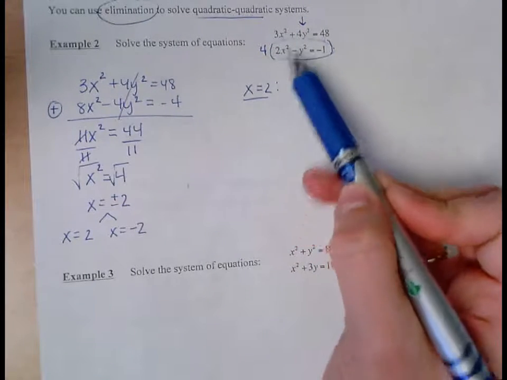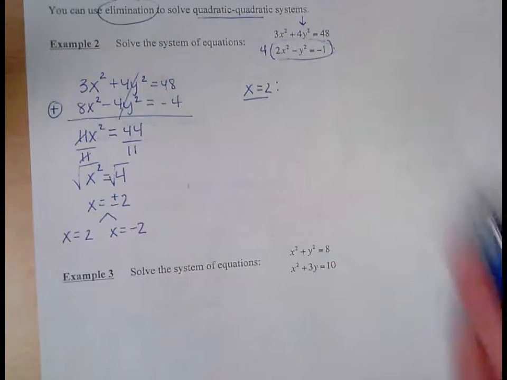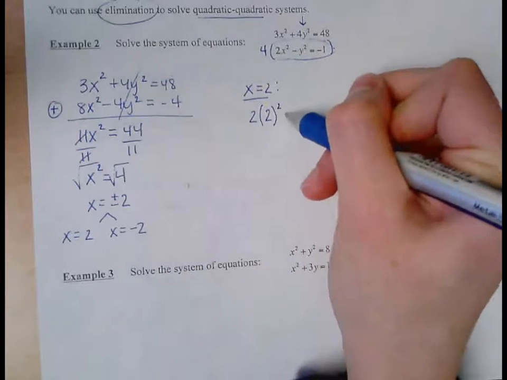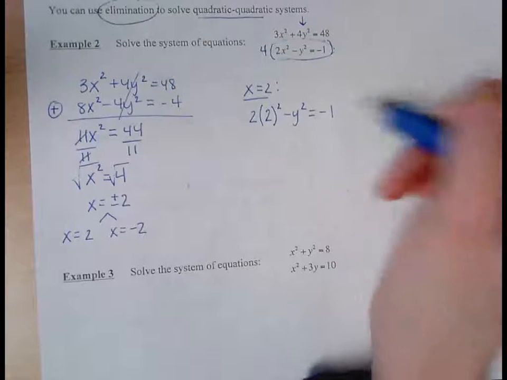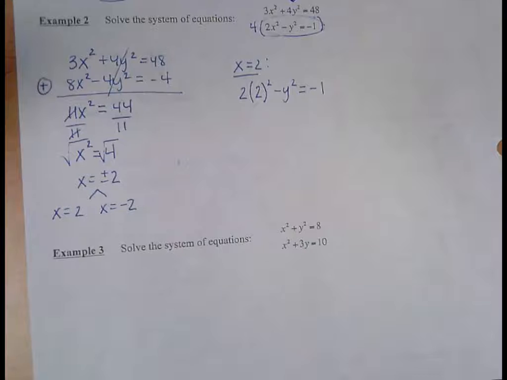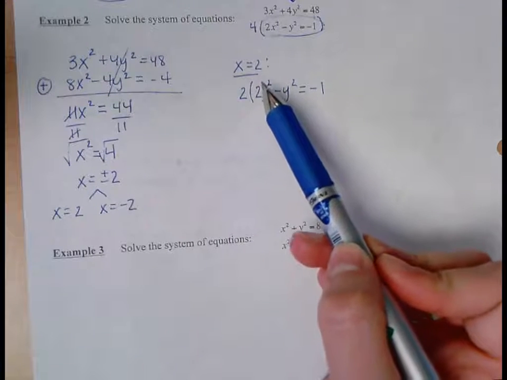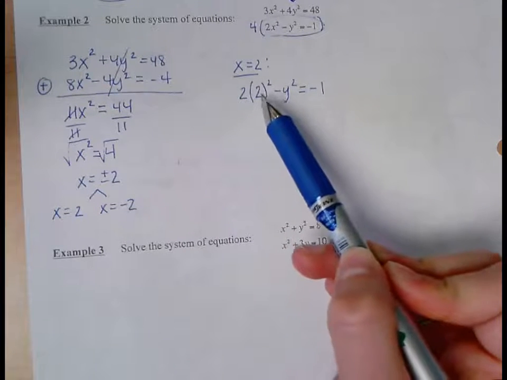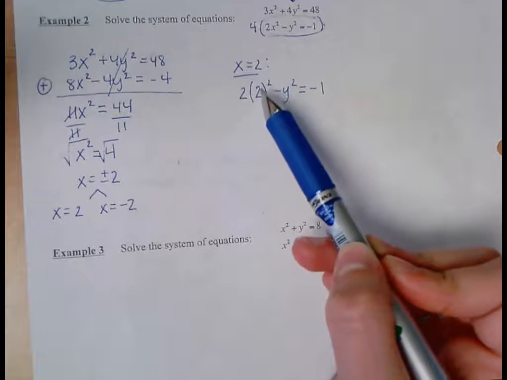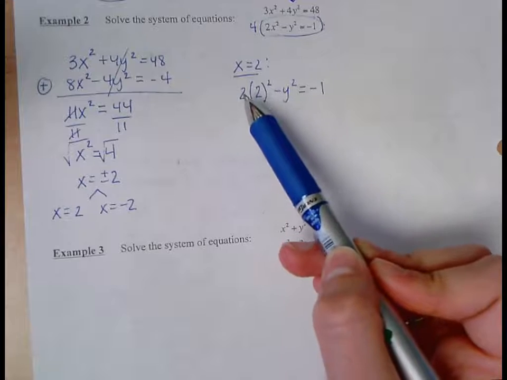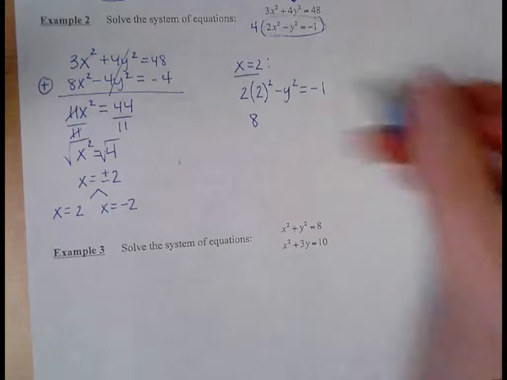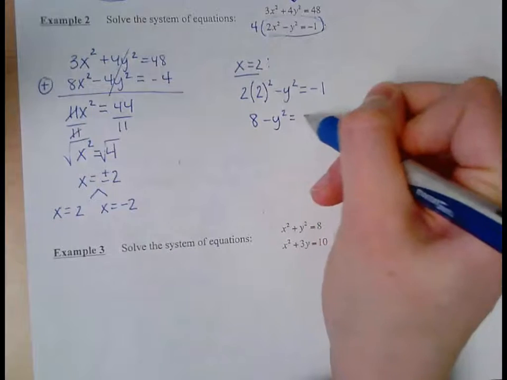So if I substitute in positive 2 for x into the bottom equation, I'll have 2 times 2 squared minus y squared equals negative 1. And then I would solve for y. So careful here, you do need to evaluate the exponent before you multiply. So I'd have to do the 2 squared first, which is 4, times 2 is 8. If you did it the other way around, you'd have 16, and that's not right. So 8 minus y squared equals negative 1.